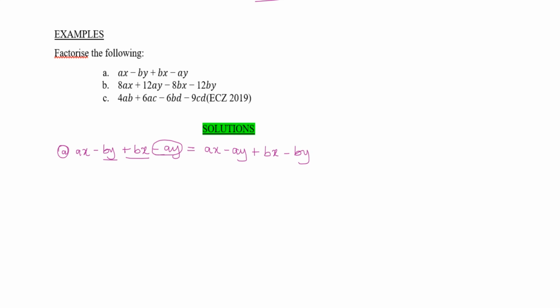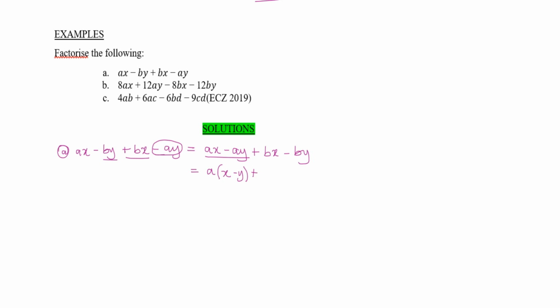Okay, so there are two groups here. There is this group here which I've underlined, which has got ax minus ay. So between ax and ay, the common factor there is a. We open the brackets, we say ax divided by a just gives us x, minus ay divided by a just gives us y. Close the bracket, there is a plus here, you can write plus.